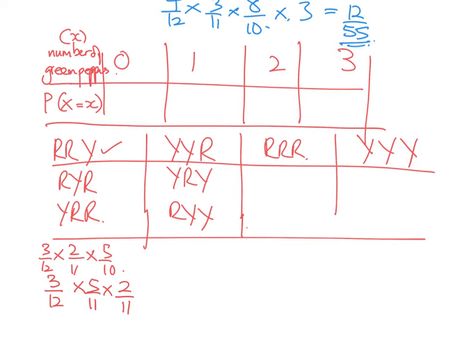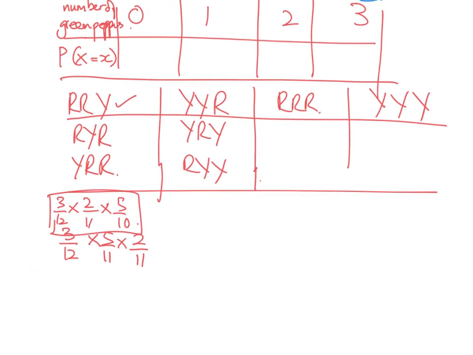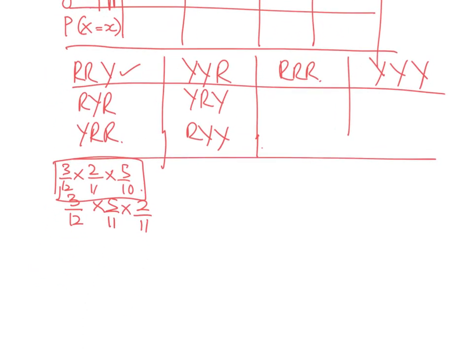So what I can do, since I know the probability that I'm going to get, which is 3 over 12 times 2 over 11 times 5 over 8, I just have to multiply that by 3. And the answer will be 6 times 5 is 30, 30 over 1320, and then times by 3. And if you simplify this, use your calculator to simplify, and the answer is 3 over 44.